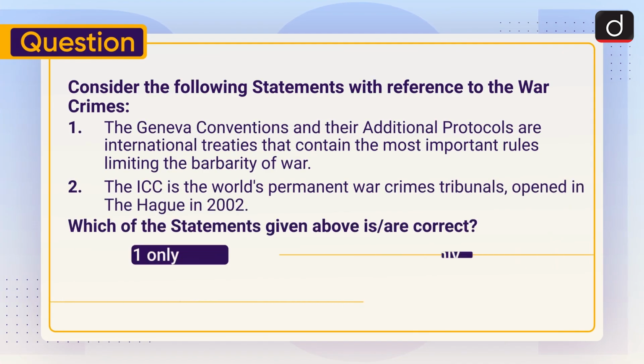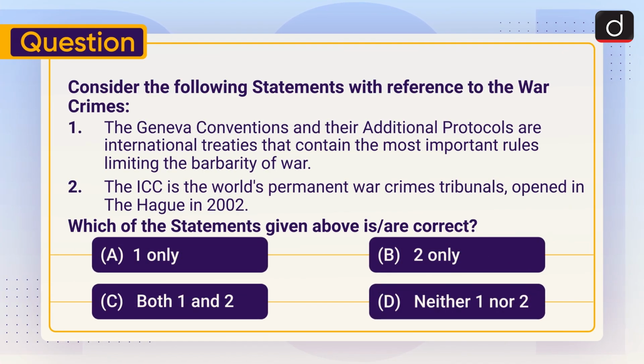Now it's time for the practice question. Consider the following statements with reference to the war crimes. 1. The Geneva Conventions and their additional protocols are international treaties that contain the most important rules limiting the barbarity of war. 2. The ICC is the world's permanent war crimes tribunal opened in The Hague in 2002. Which of the statements given above is or are correct? 1 only, 2 only, both 1 and 2, or neither 1 nor 2?